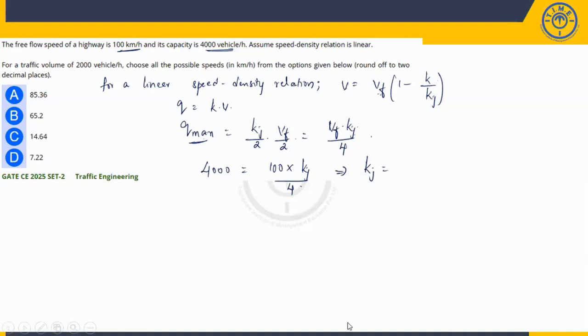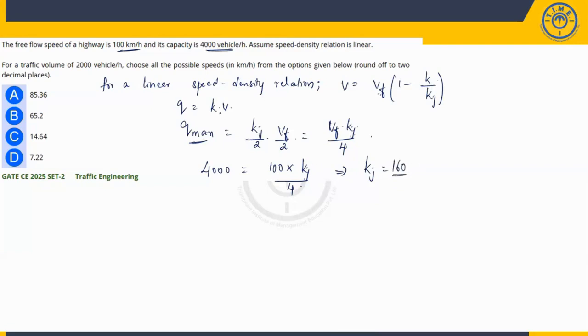Please calculate and tell me the value. Answer, my dear students. Very good, Ardi. Very good, Vijayalata. We got Kj jam density 160.